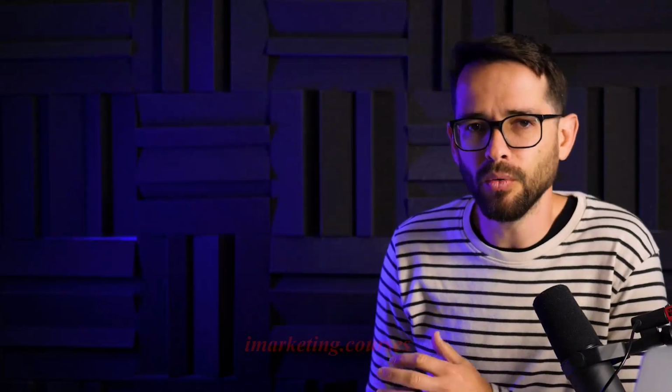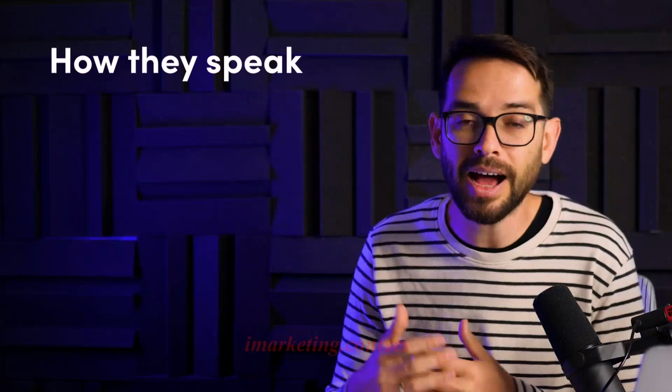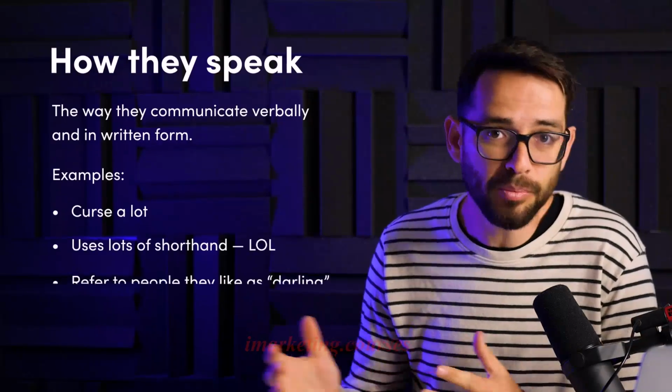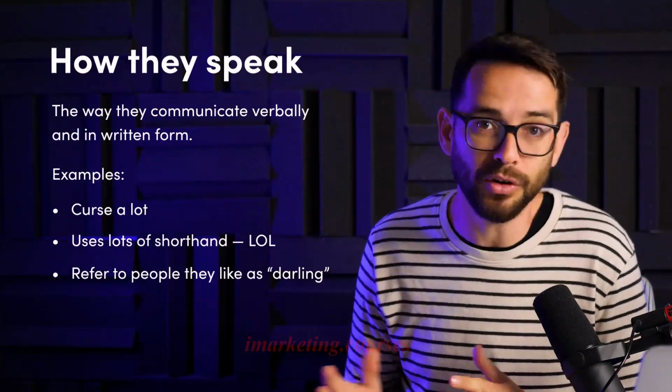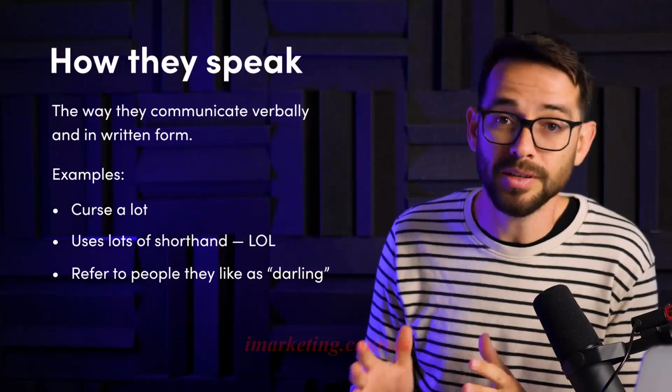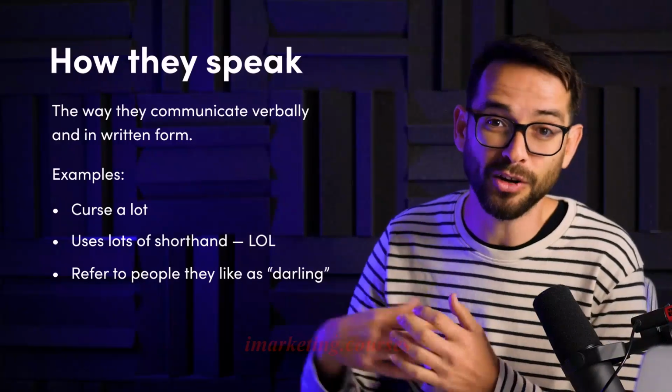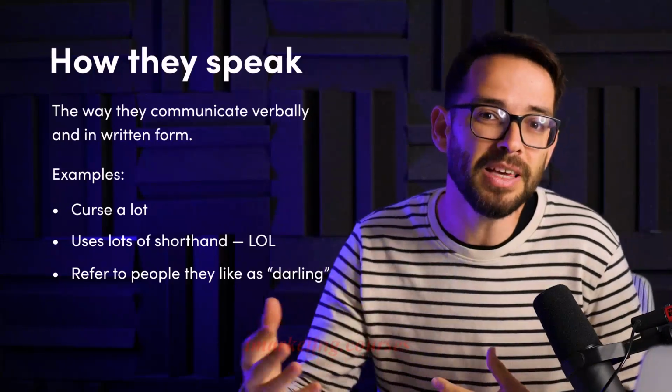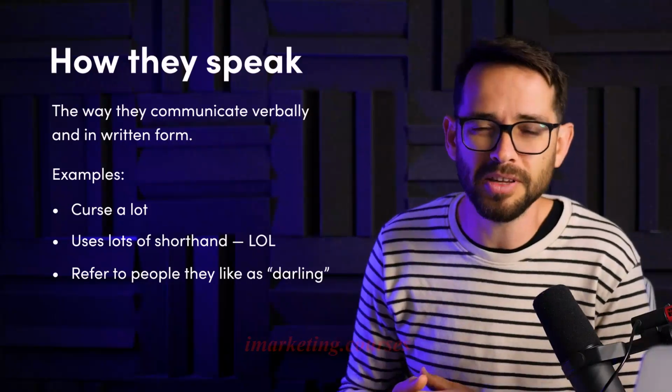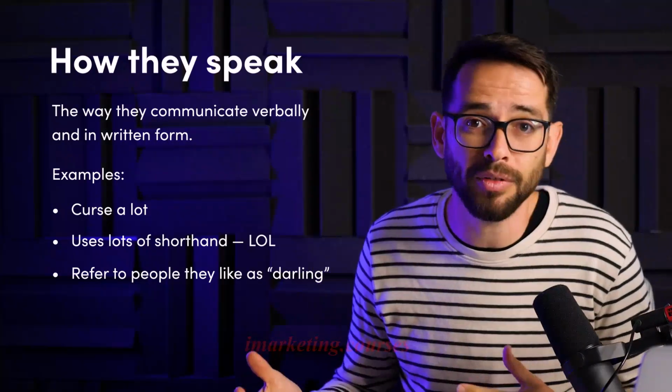Now, the next thing that we want to learn when we try to communicate with people is how do they communicate? How do they speak, right? Different people speak very differently. So I'll give you a few examples. Some people curse a lot, and by cursing, it means something to them. To them, it's cool. To them, it's no bullshit. That's just how they communicate.